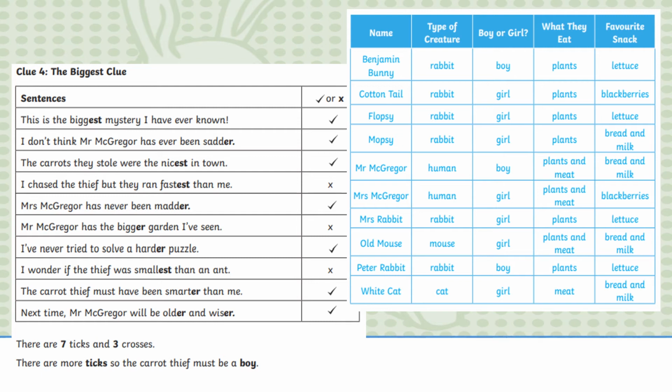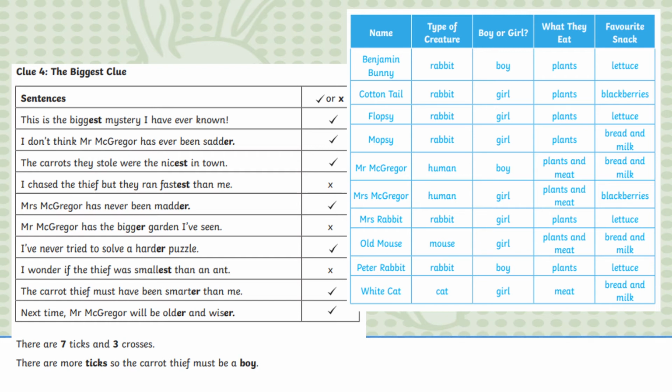So let's go through our list. Benjamin Bunny is still in. Is he a boy? Yes, he is. Could be Benjamin. Tinker. Cottontail's already out. Flopsy. Is Flopsy a boy? No, she is a girl, so she is out. Mopsy is also out. Mr. and Mrs. McGregor are also out.